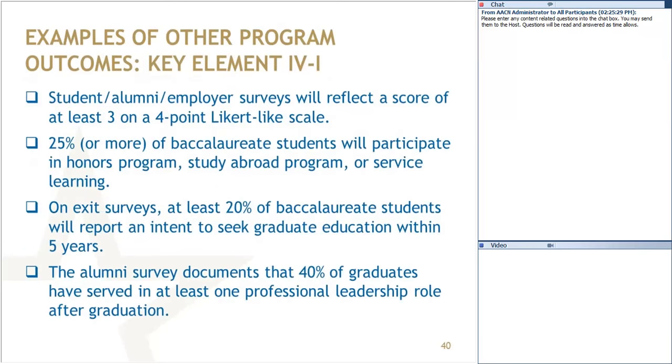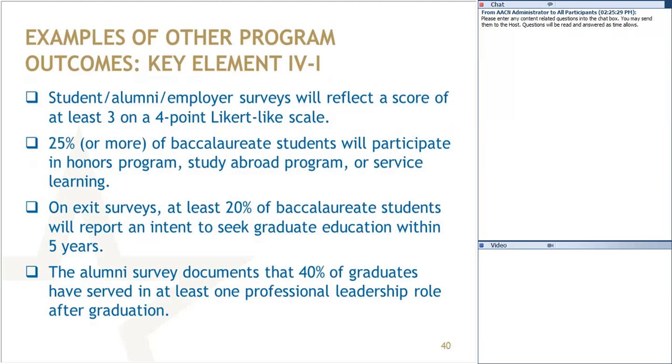So in our next slide, we are going to see some examples of other student outcomes that a program might use. So a program might decide that they're interested, for example, in satisfaction, determining the satisfaction of constituents with their program. So they might have an outcome that student, alumni, employer surveys will reflect a score of at least 3 on a 4-point Likert scale, whereas we might say that 5 is highly agree and 1 is highly disagree.